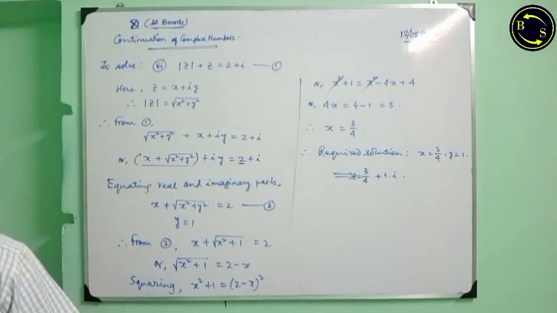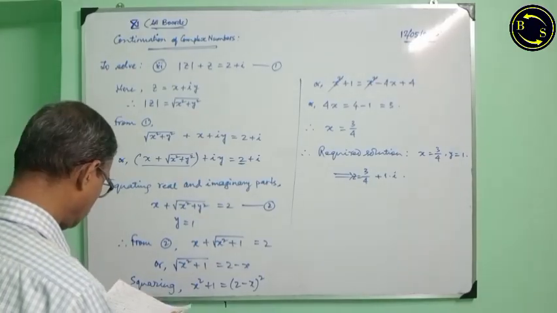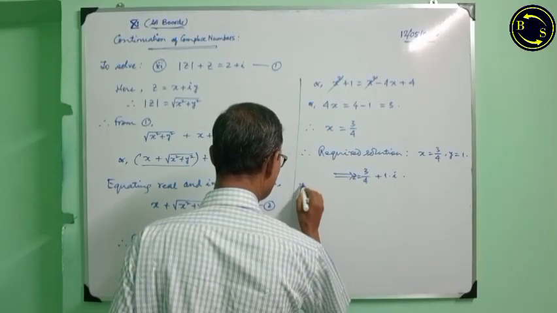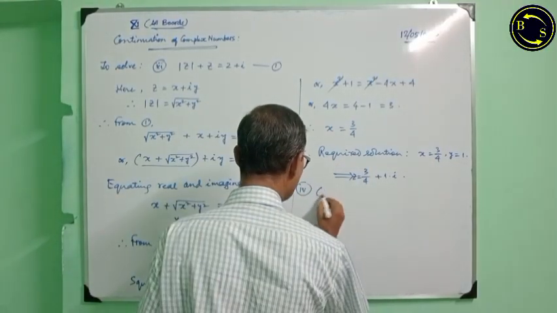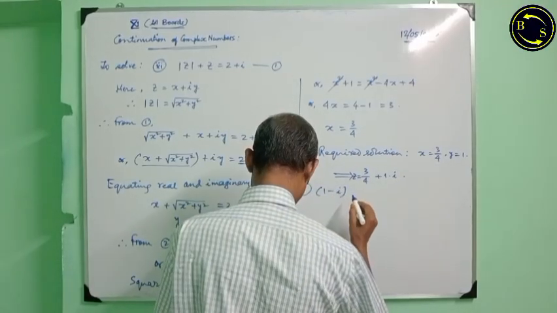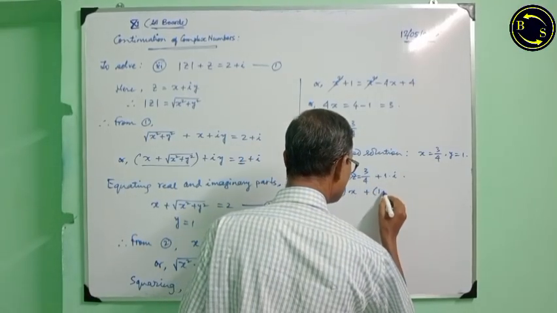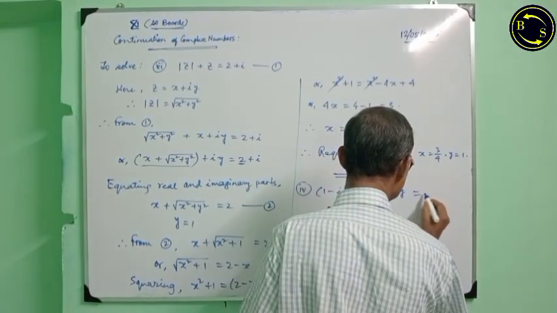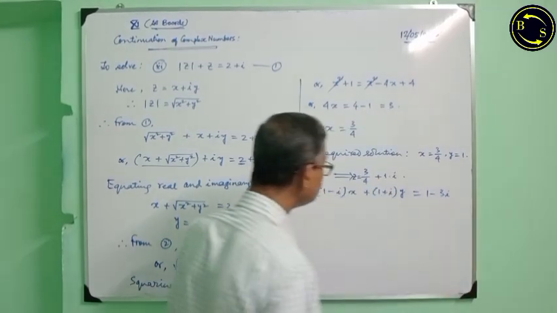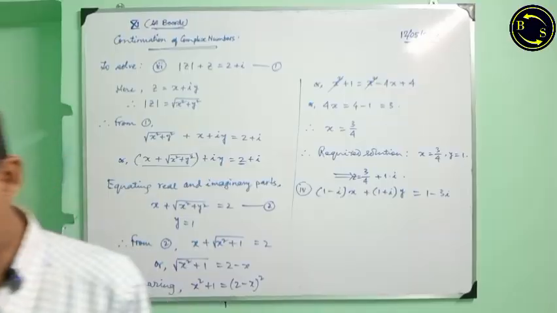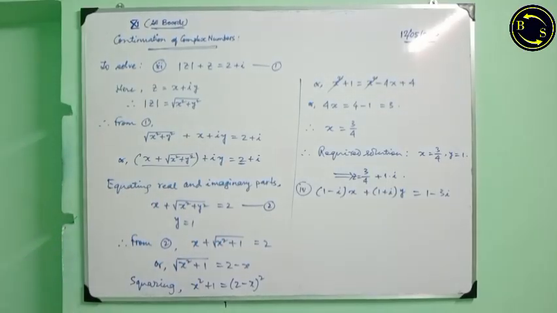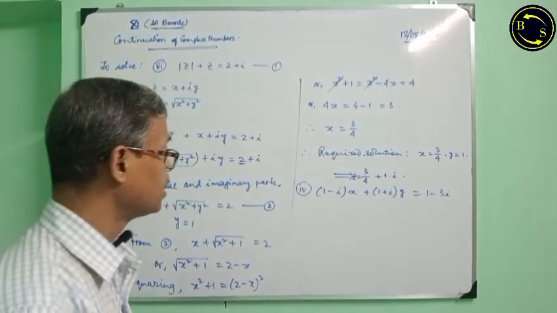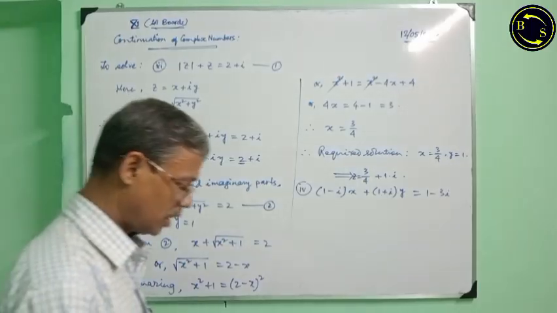Next, another sum. This is number 4. (1 minus i) whole into x plus (1 plus i) whole into y is equal to 1 minus 3i. Very simple sum though. I have taken this one.